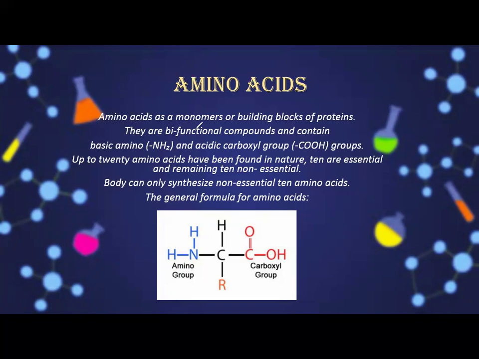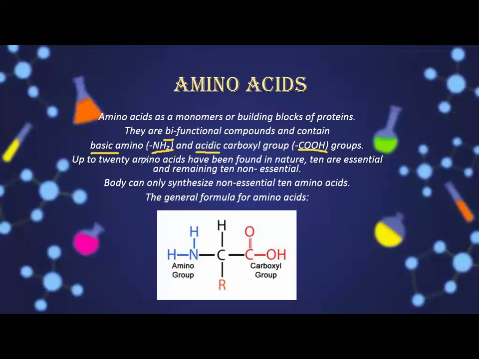They are bifunctional. Bi means two, and functional groups we discussed in chapter number 3. So bifunctional means the amino acid structure contains two functional groups. Which functional groups? One is basic, that is the amino group, and the other is acidic, that is the carboxylic group. We discussed all these functional groups in detail in chapter number 3 in our class.